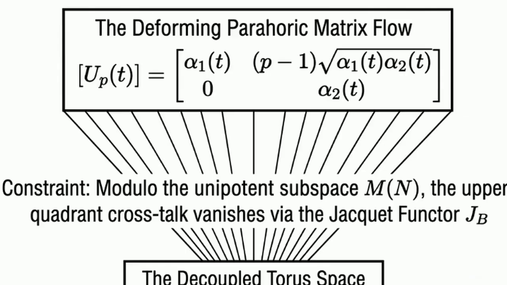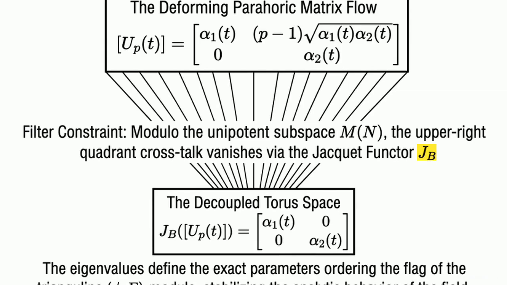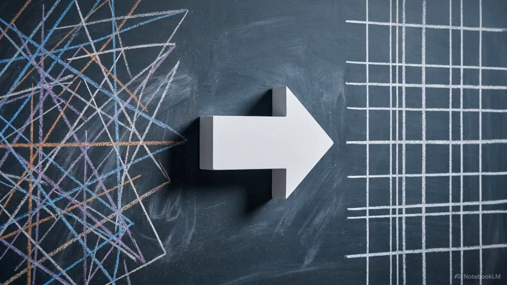Shifting to continuous deformation along the over-convergent eigencurve, our matrix flow develops a problem. An off-diagonal crosstalk block emerges. To handle this, the Jacquet functor filters out the unipotent subspace. The crosstalk zeroes out, cleanly decoupling the matrix into independent one-dimensional torus spaces. By forcing that unipotent element to vanish, highly entangled ramified data is untangled. It stabilizes into pure, traceable eigenvalues.